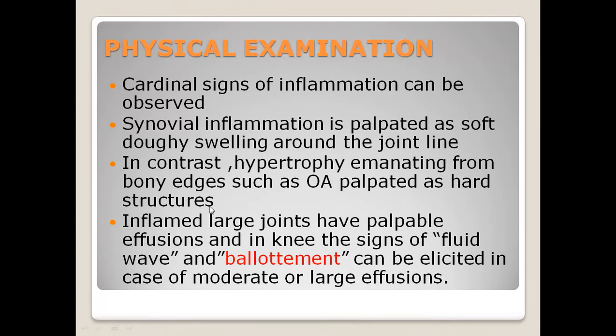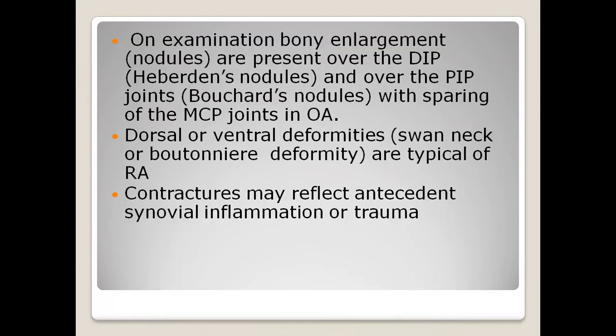In contrast, hypertrophy from bony edges, such as in osteoarthritis, is palpated as hard structures. And inflamed large joints have palpable effusions in the knee. The signs of fluid wave and ballottement can be elicited in the case of moderate or large effusions. On examination, bony enlargements are present over the DIP. These are called Heberden's nodules, whereas if these same nodules are present over the PIP, these are called Bouchard's nodules, with sparing of MCP joints in osteoarthritis.